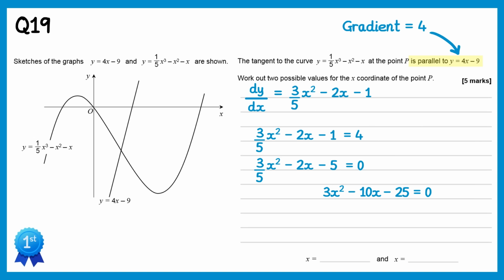This quadratic factorises. It would go to 3x plus 5 and x minus 5, which gives you 2 solutions. X equals negative 5/3, and x equals 5.